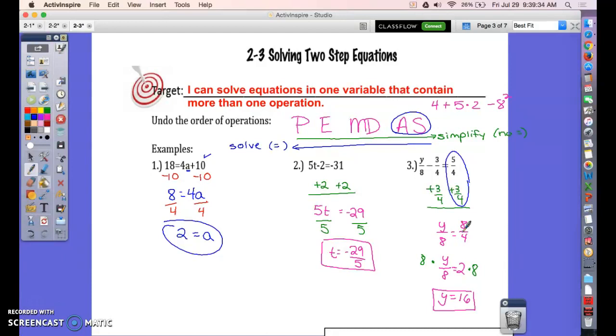8 divided by 4 is just 2. So that's how I got the 2. Now, I can see that y is being divided by 8, so I multiply by 8 on both sides, and I get 16. Again, please check your work to make sure you're getting these equations correct.